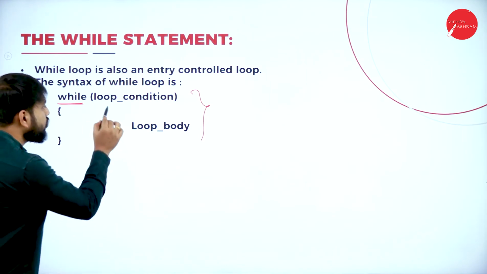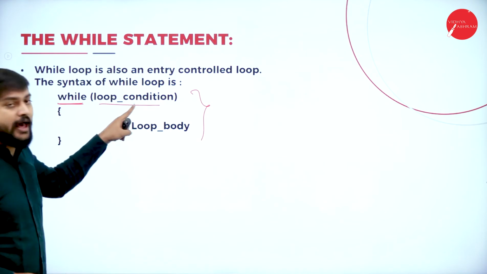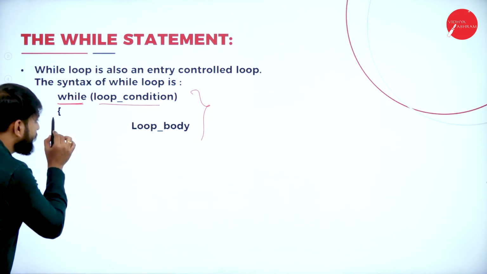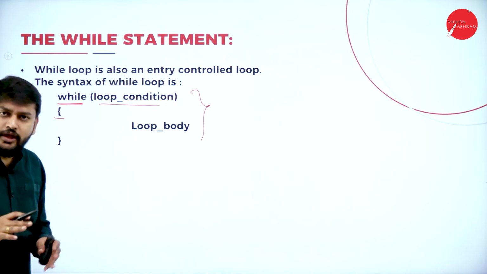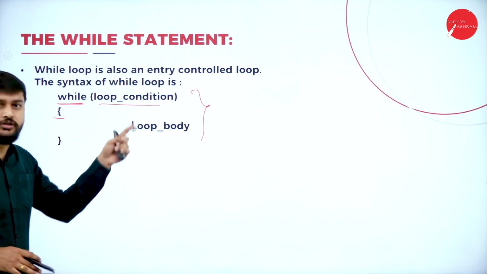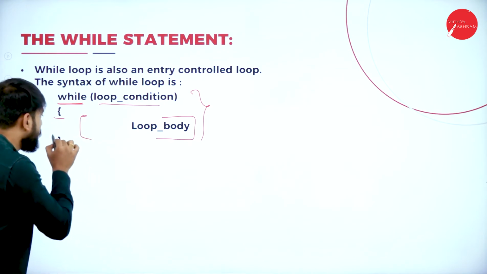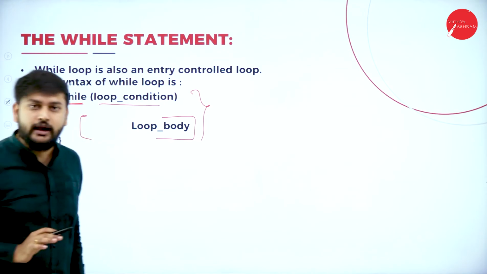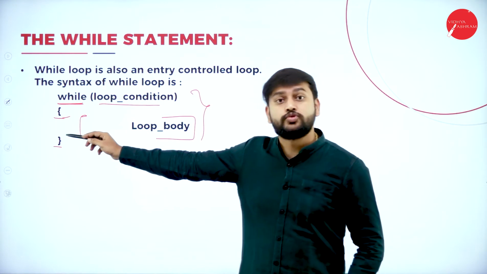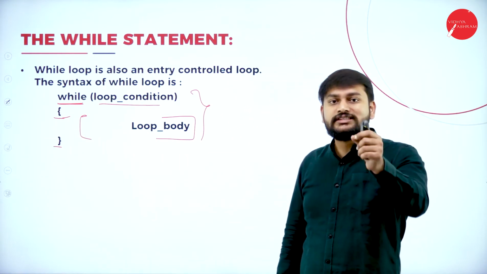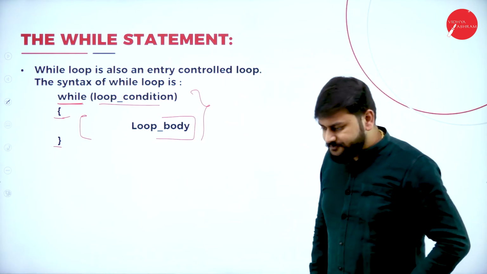After that, you have to give the condition here, between the parentheses. Then after that, you have to open the flower bracket. Then you write whatever you wanted to print or do repeatedly until you satisfy this condition. That particular set of statements you will mention between this open and close flower bracket. This is what you need to observe here. This is the general syntax of the while loop, right?